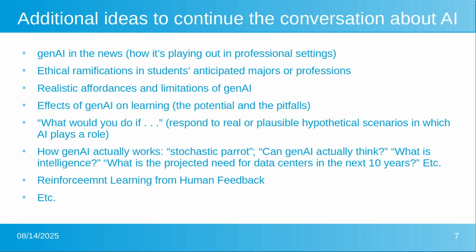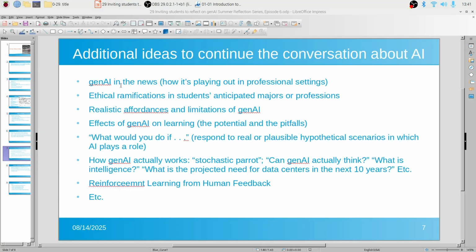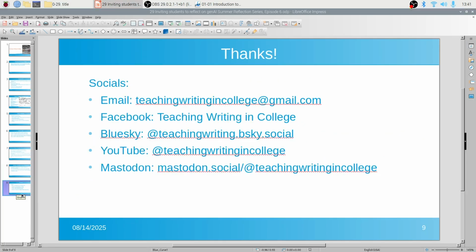The effects of genAI on learning, I can bring that in. I can bring research in. What would you do if? And then some scenarios, how genAI actually works, what are the nuts and bolts of it, and even a little bit more philosophically, what does it mean to think or to reason, or what is intelligence? Those things could be really useful too, because we do sometimes make assumptions based on what we call things, and we could talk about those. And then the reinforcement learning from human feedback. I apologize, I see another typo there as well. I should have run this through ChatGPT just to check for typos. But that's what I have this time around.